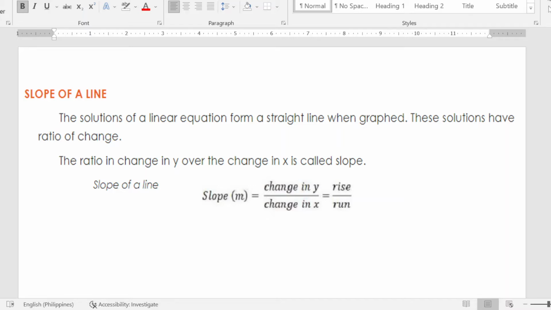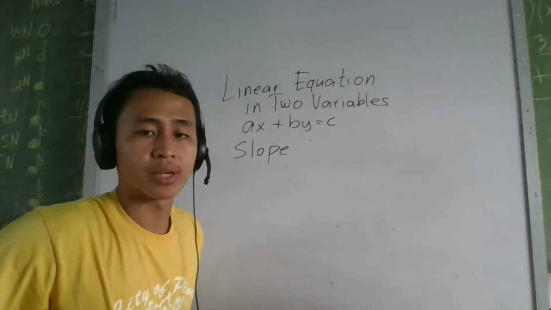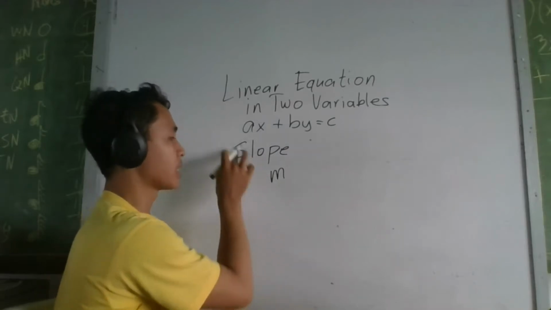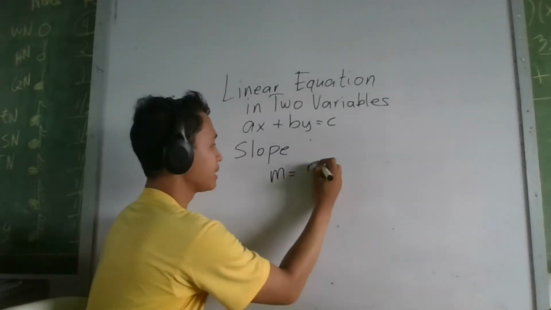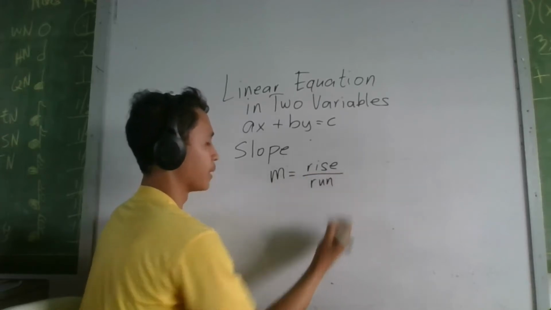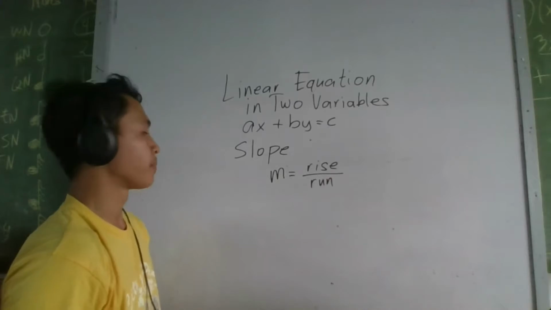So, pag sinabi nating slope, yan yung ratio of change. Anong klaseng ratio? Ratio of change in y over the change in x is called the slope. So makikita nyo dyan, slope is equal to change in y over change in x, or that is rise over run. Okay? So again, when we talk about the slope, that is represented by m. Okay? M stands for the slope. M is rise, or the change in y, over run. Okay? Or the change in x.